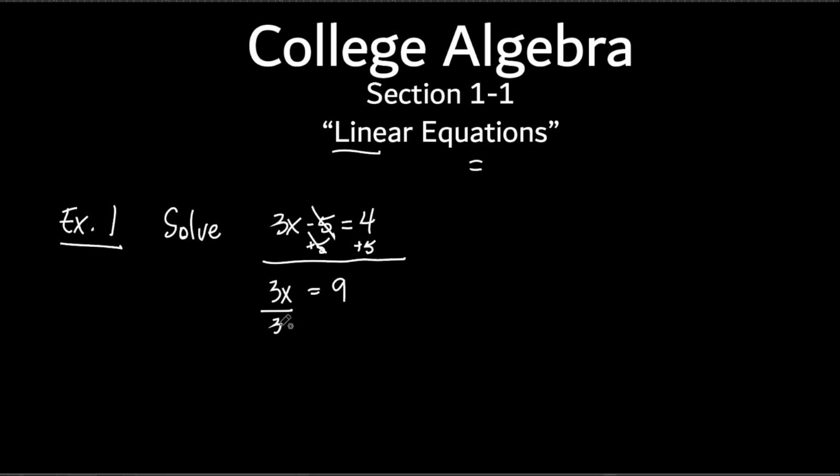Now, what I do to one side, talk to me, I've got to do to the other side. So I divide that by 3 as well. Now, this 3 and this 3, what do they do? They cancel out, but they cancel out for a different reason, don't they?